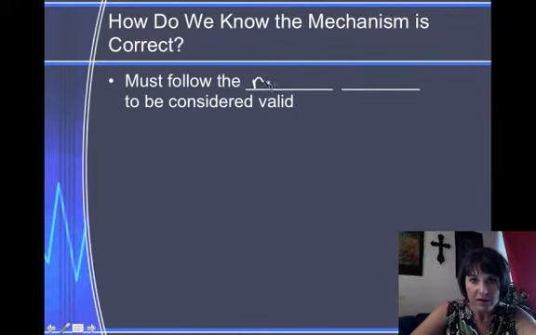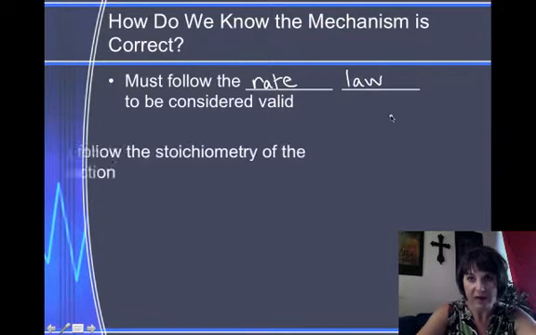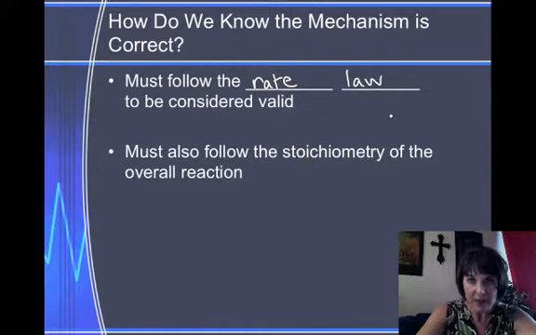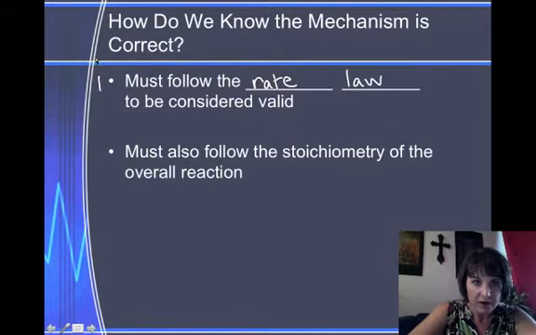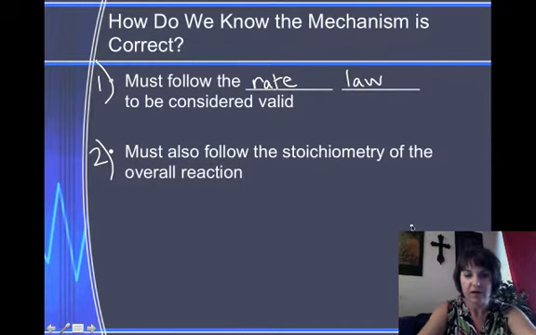Well, first of all, any mechanism that is valid must follow the rate law that we find experimentally to be true. And we also know that it must follow the stoichiometry of the overall reaction. So these are our 2 criteria that must be true in order for the mechanism to be the correct one.